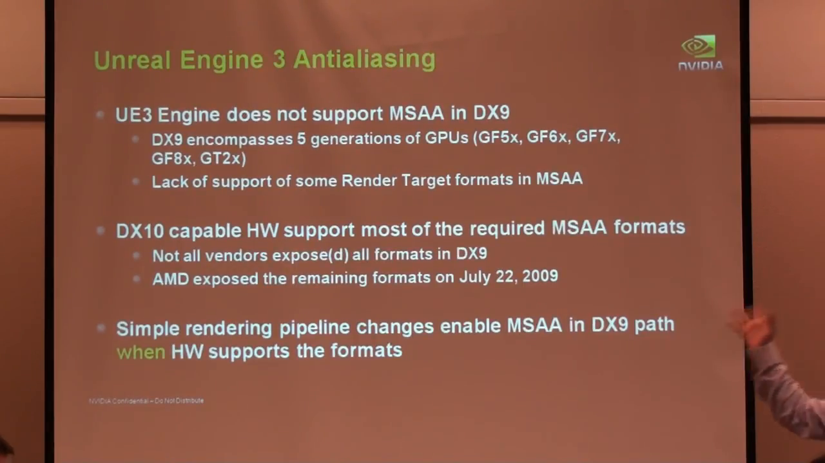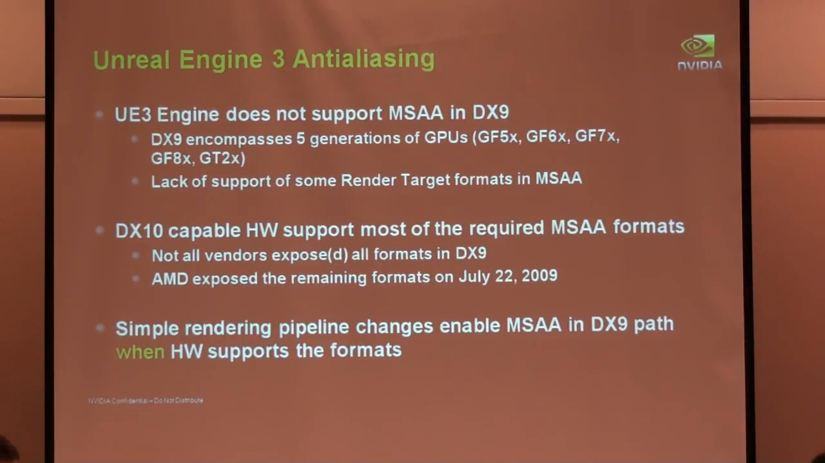So basically, we've gone through this before. Unreal Engine 3 does not support anti-aliasing in the DX9 mode. Batman was only using the DX9 version of Unreal Engine 3. There is a whole bunch of GPUs that support DX9. Unfortunately, DX9, first of all, has a variety of formats which are not required to be supported. And on top of that, anti-aliasing on these formats is not required to be supported.